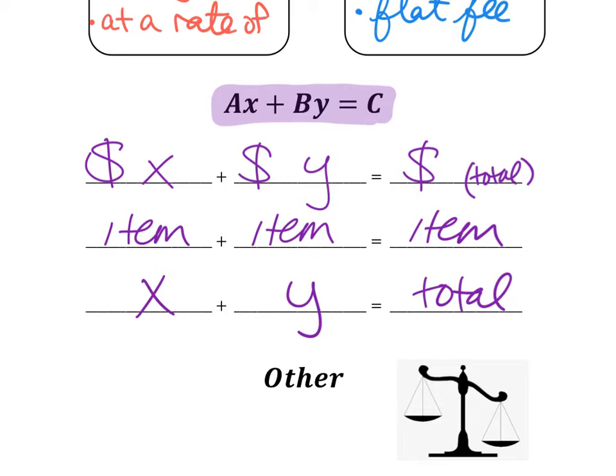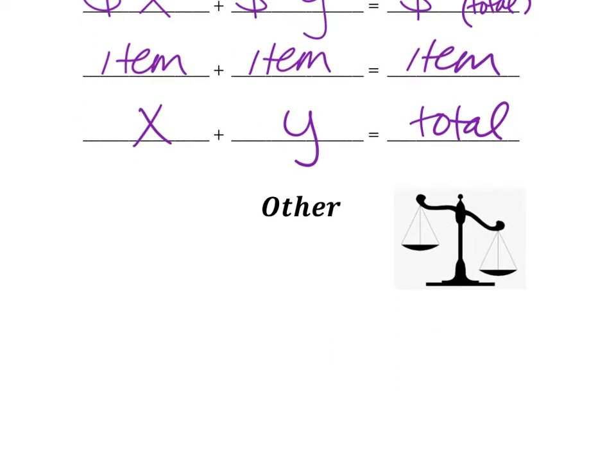We'll do tons of examples of these because they're my personal favorite. But we have one more type before we move on. Your last type of equation is called an other. It doesn't actually have a name. But do you guys notice this balancing scale down here next to it? Has anybody ever used a balancing scale before?